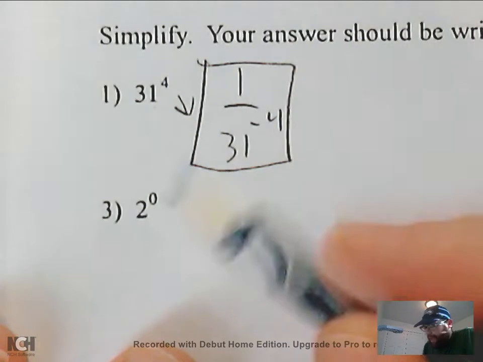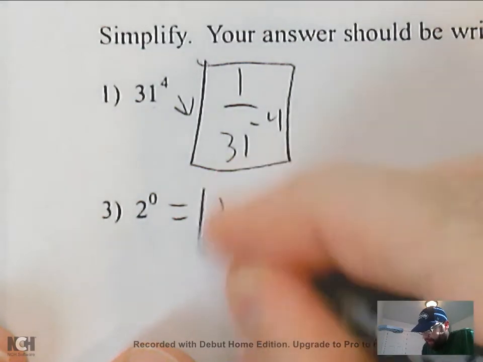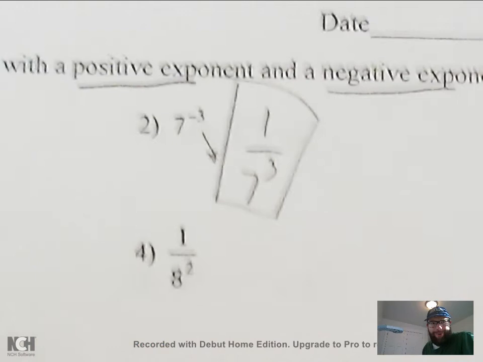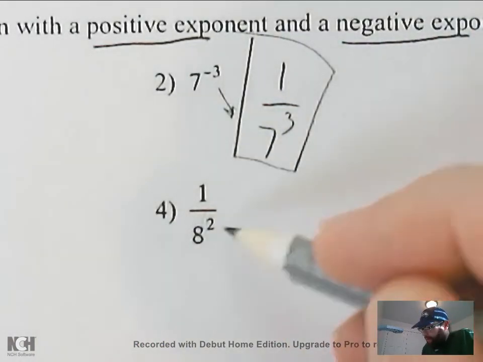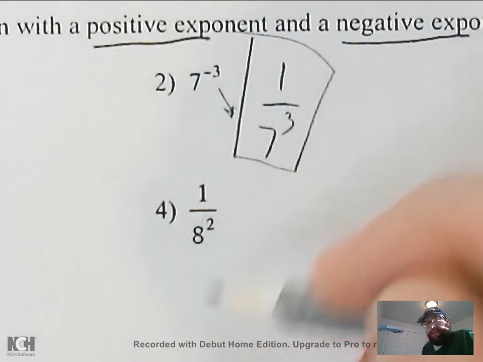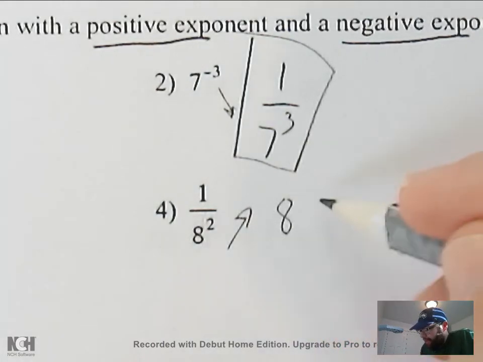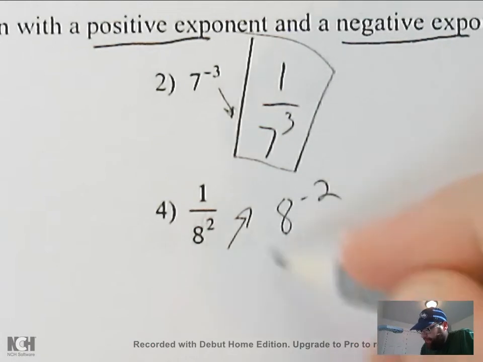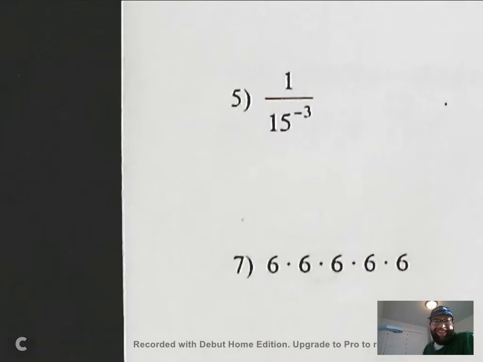2 to the 0: anything to the 0 power, if we remember our properties that I just went over, is 1. So that's my answer. Tough, right? 1 over 8 to the 2nd, it's already got its positive exponent form, so we need to make it negative. Again, we just flip it across the fraction bar. It's going to go upstairs and become 8 to the negative 2. And that's my answer. Oh, these are tough.